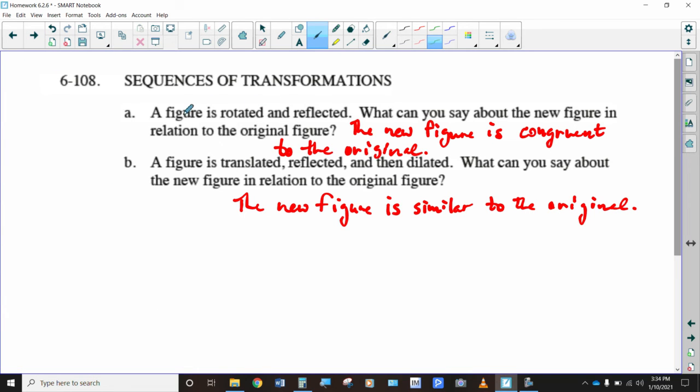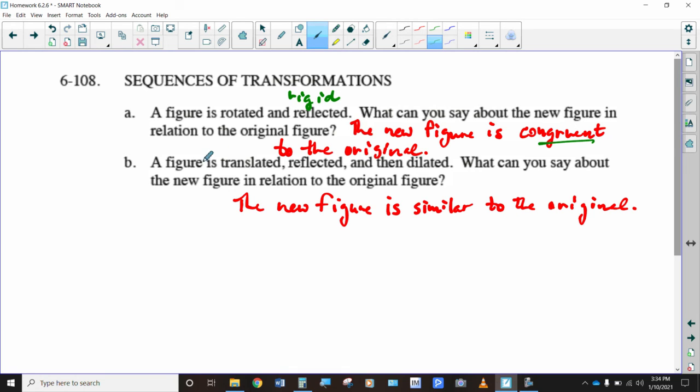Sequence of transformations. A figure is rotated and reflected. What can you say about the new figure in relation to the original? Well, we know that those are both rigid transformations, right? So that means that the new figure is going to be congruent to the original figure.